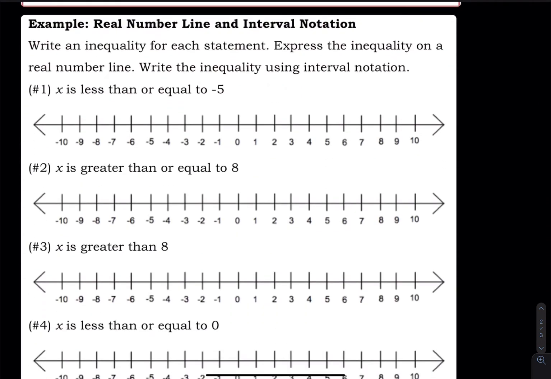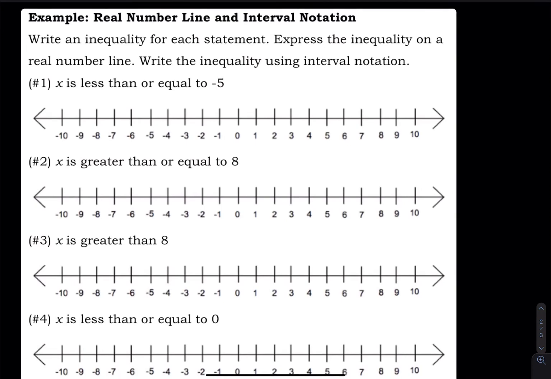So we have some exercises. I want you to read the statement, write the inequality, put the inequality on the number line, and then give me an interval. So the first one is x less than or equal to negative 5. So here is negative 5, and then less than or equal to is there, right? So the interval is from negative infinity to negative 5, square bracket. Always small number on the left, followed by a comma, and then big number on the right.